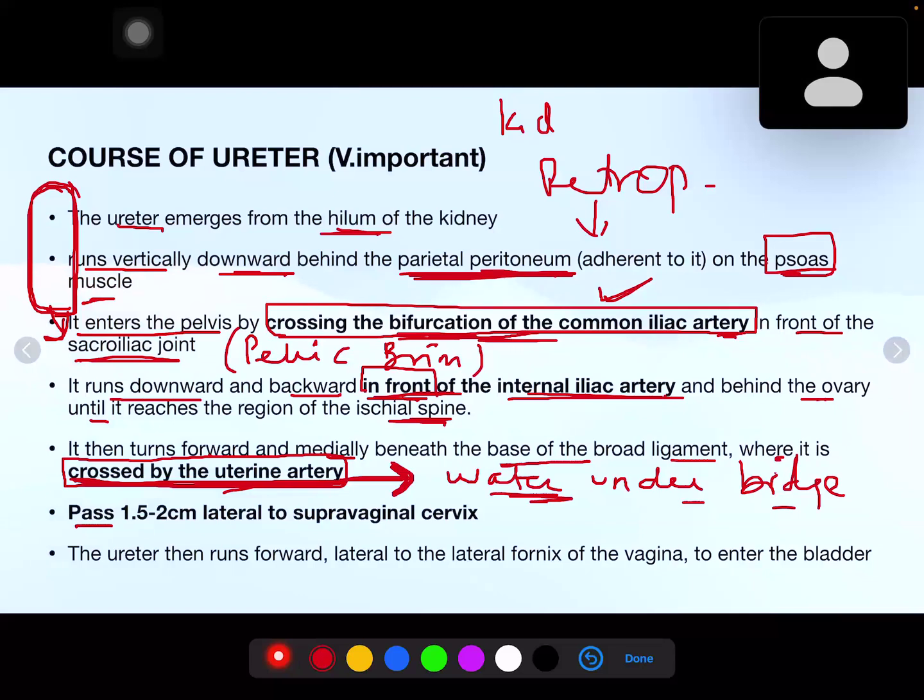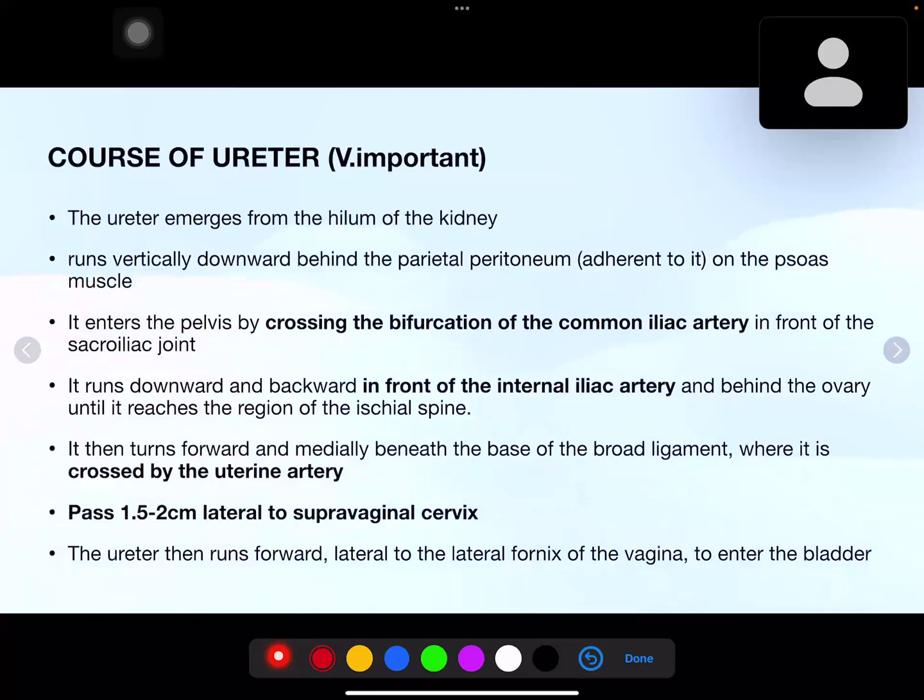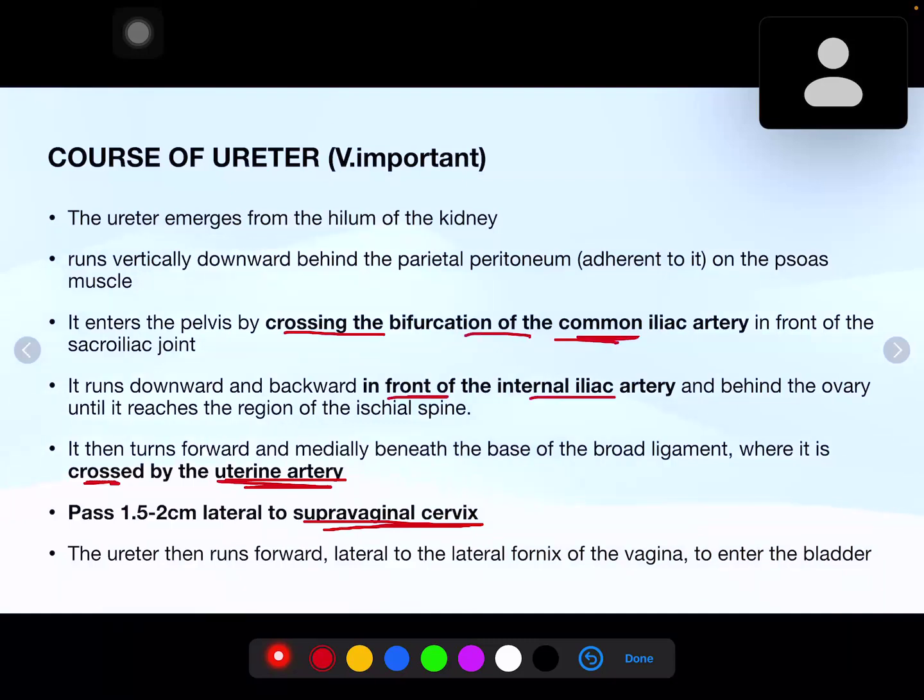Now what next? It passes 1.5 to 2 centimeters lateral to the supravaginal cervix. This is also a very important exam question and a very important relation of the supravaginal cervix. Then the ureter runs forward lateral to the fornix and enters the bladder. So these are the very few important relations you have to remember: the relation to the supravaginal cervix, that it is crossed by the uterine artery, and that the ureter crosses the common iliac bifurcation in front of the internal iliac artery. So these are the artery relations with the ureter.